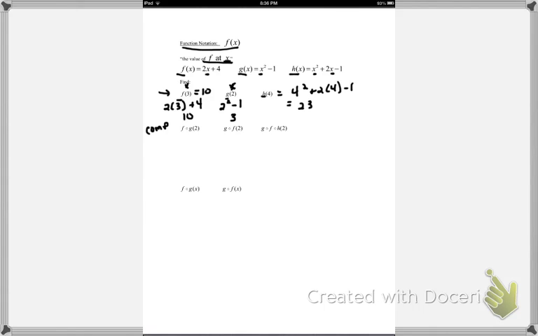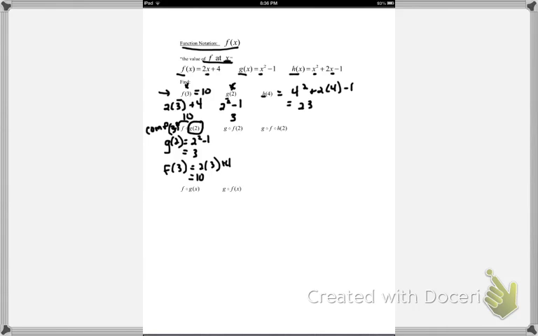To do a composition, you always start at the right. You resolve that one first and you scroll it over to the left. So let's put in a g of 2. We look for our g and we say 2 squared minus 1. This gives us 3. So we're going to roll to the left and put the 3 into the f function. And we're going to get 2 times 3 plus 4. This will give us 10. So our composition of f of g of 2 is equal to 10.